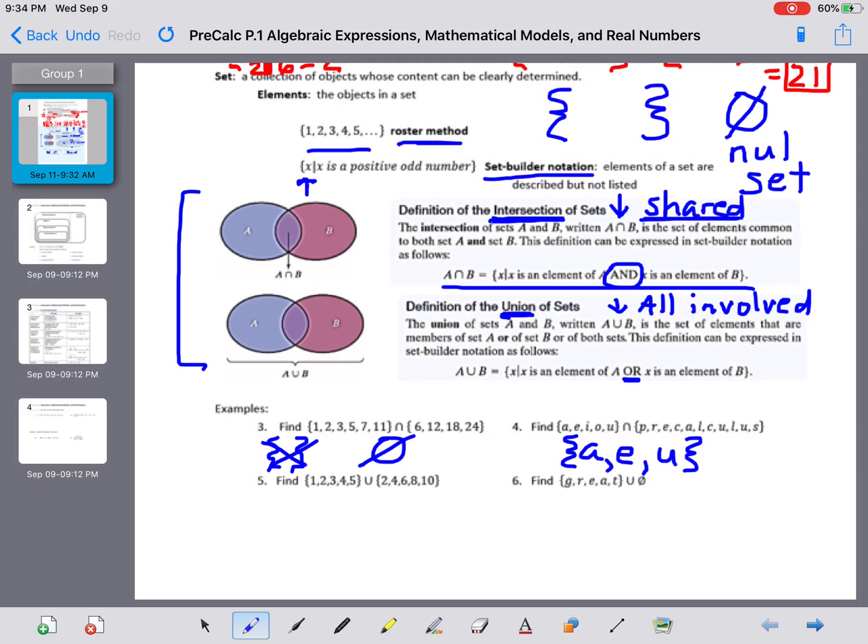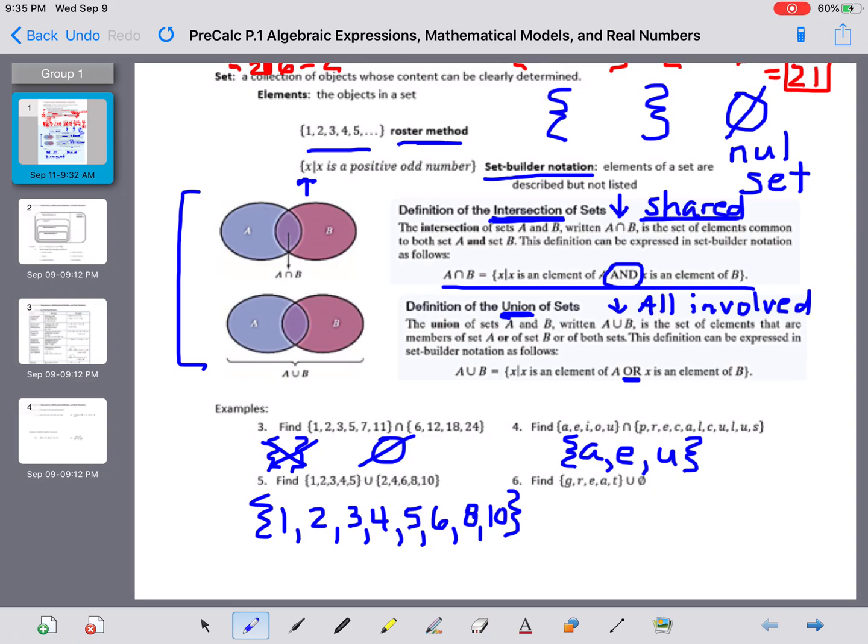For number 5, I have find from the set on the left, 1, 2, 3, 4, 5, in union with the set 2, 4, 6, 8, 10. The union is all involved. So it means everything I see between the two is going to be part of my answer. So when I started off, my smallest is 1, I see a 2, I see a 3. Both of them have a 4. I have a 5, I have a 6, I have an 8, I have a 10. So everything involved is part of my union. Okay.